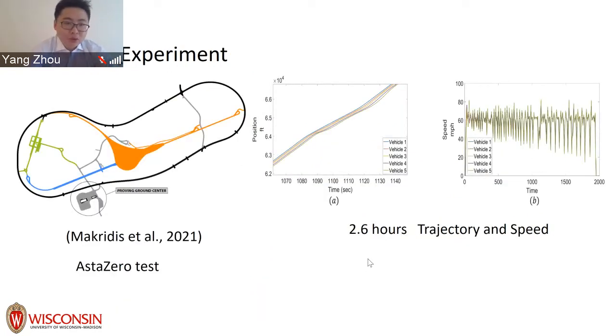Then let's come to the field experiment. The field data that I used is the OpenACC data collected by Makridis et al. 2012. What I applied is the ASta Zero test. Here are some illustrative examples of how the trajectories and the speed profile look. They have five types of different commercial automated vehicles, and the total duration of the analysis contains 2.6 hours of trajectory and speed.